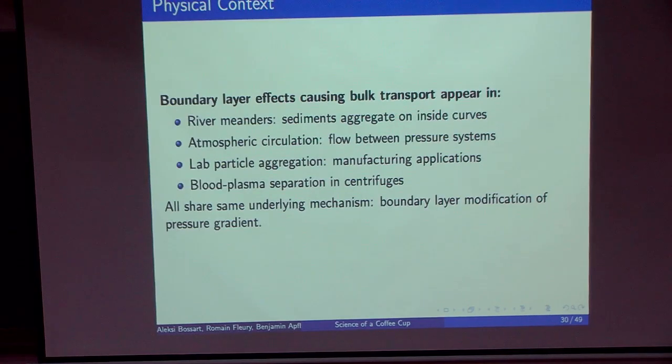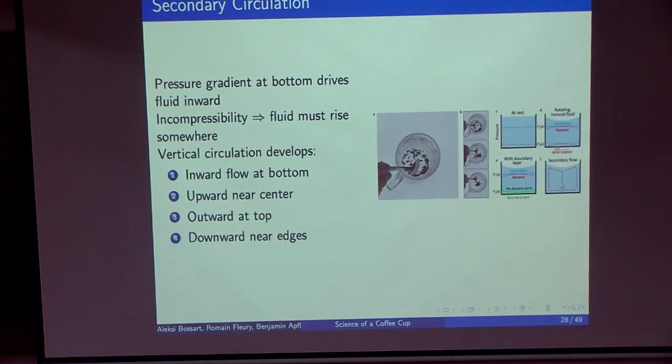Boundary layer effects causing bulk transport tends to appear in how rivers meander. It also is sometimes used in atmospheric circulation. Large particle aggregation. The fourth one is something which I added because this is a major issue in how centrifuges are required to work. Basically, when we put certain solvents in the blood to separate out vitamins and other things for measuring, we need to take care about certain such conditions taking place.